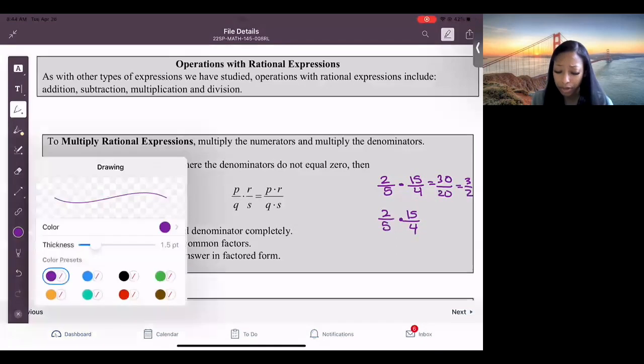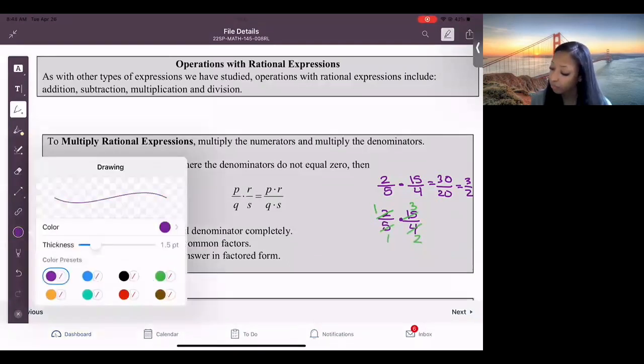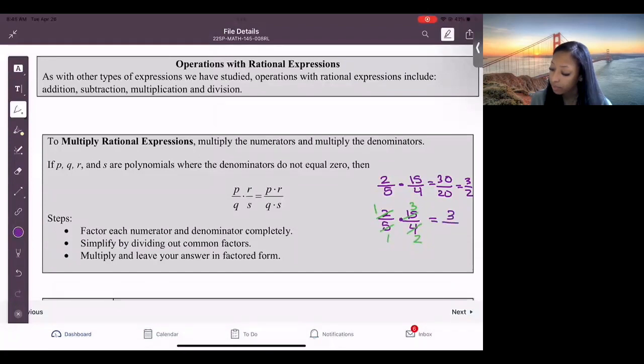So you'll look at your numerators and compare them to your denominators. Do either of the numerators share a common factor with either of the denominators? For instance, 2 and 4 are both divisible by 2. So we can say 2 divided by 2 is 1, and 4 divided by 2 is 2. 5 and 15 are both divisible by 5. 5 divided by 5 is 1, and 15 divided by 5 is 3. Then if we simplify before, once we do our multiplication, we get an answer that's in simplified form. 1 times 3 is 3, 1 times 2 is 2.